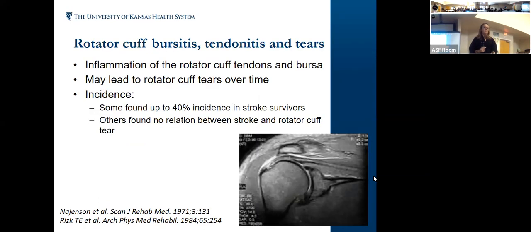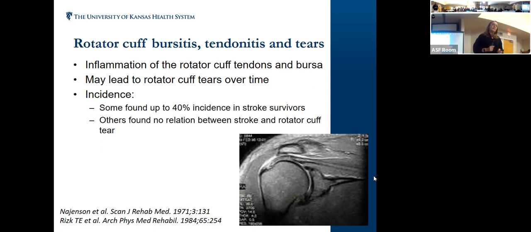So that's subluxation. Again, that's something that happens pretty early after stroke. If we don't treat it and get ahead of it, you could end up with these rotator cuff problems: rotator cuff bursitis, tendonitis, or tear. Basically all this means is inflammation of those muscles and the tendons and the bursa around the shoulder. If you don't treat this over time, the tendons will probably thin out and the muscles could tear. And that's really difficult once those muscles are torn.